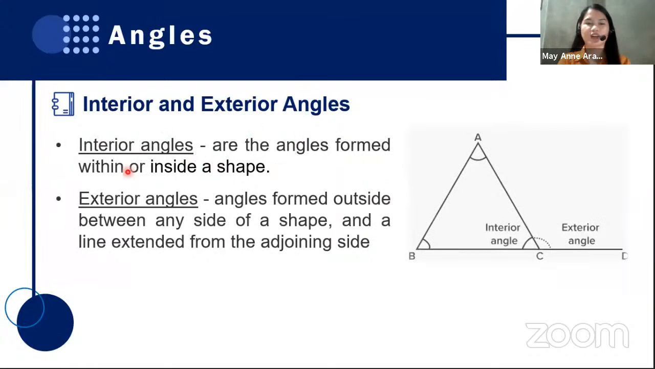When we say interior, they are the angles formed within or inside a shape. So, for example, we have here this interior angle, and this is also an interior angle. And for exterior angles, these are angles formed outside, between any side of a shape and a line extended from the adjoining side. For example, we have here an exterior angle. Okay, this is the ray of that angle, and this one is the line extended from the adjoining side. So that line, okay, CD.